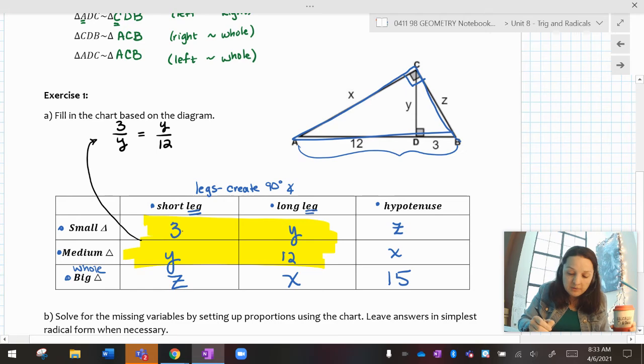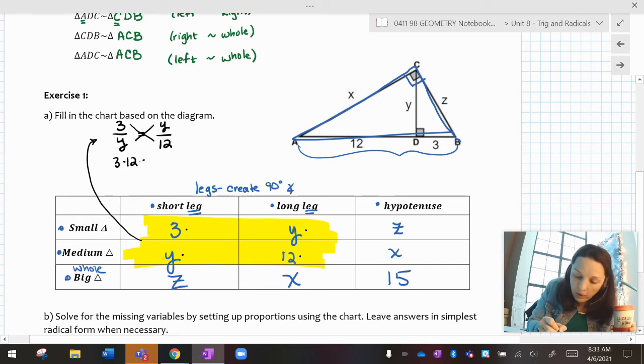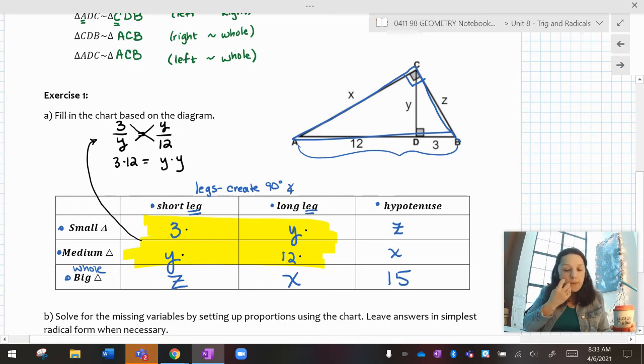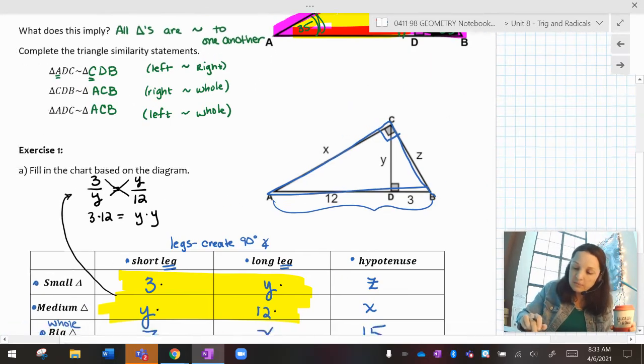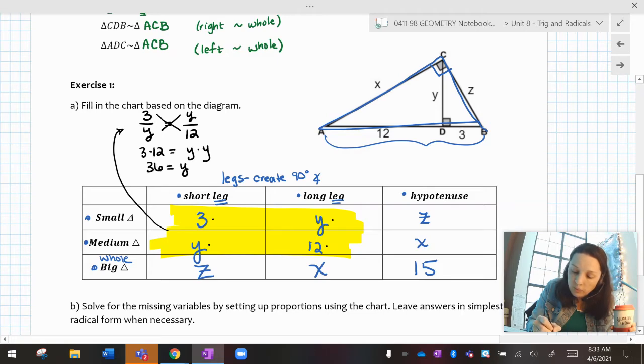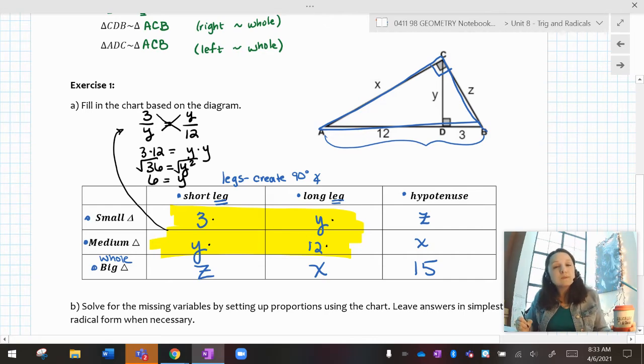Okay, what I'm doing is saying the short leg of the small and the medium triangle have a ratio of 3 to y, and the long legs have a ratio of y to 12. Make a proportion, solve for y. Okay, fine. I'm going to cross multiply. 3 times 12 equals y times y. 3 times 12 is 36. Y times y is y squared. If I want to solve for y, I'm going to square root both. And now I get y equals 6. I know that's 6 units long. And if I want, I can even come in here in this table and change those y's into 6's. Cool. All right, well, I still need to find x and z.